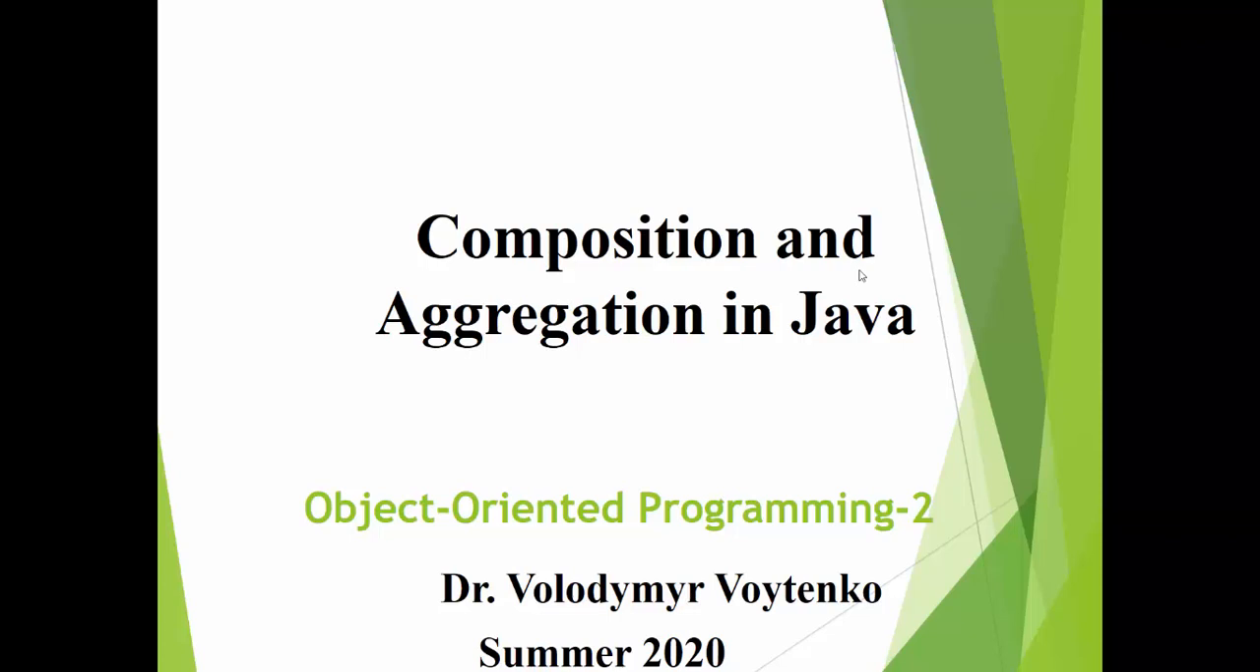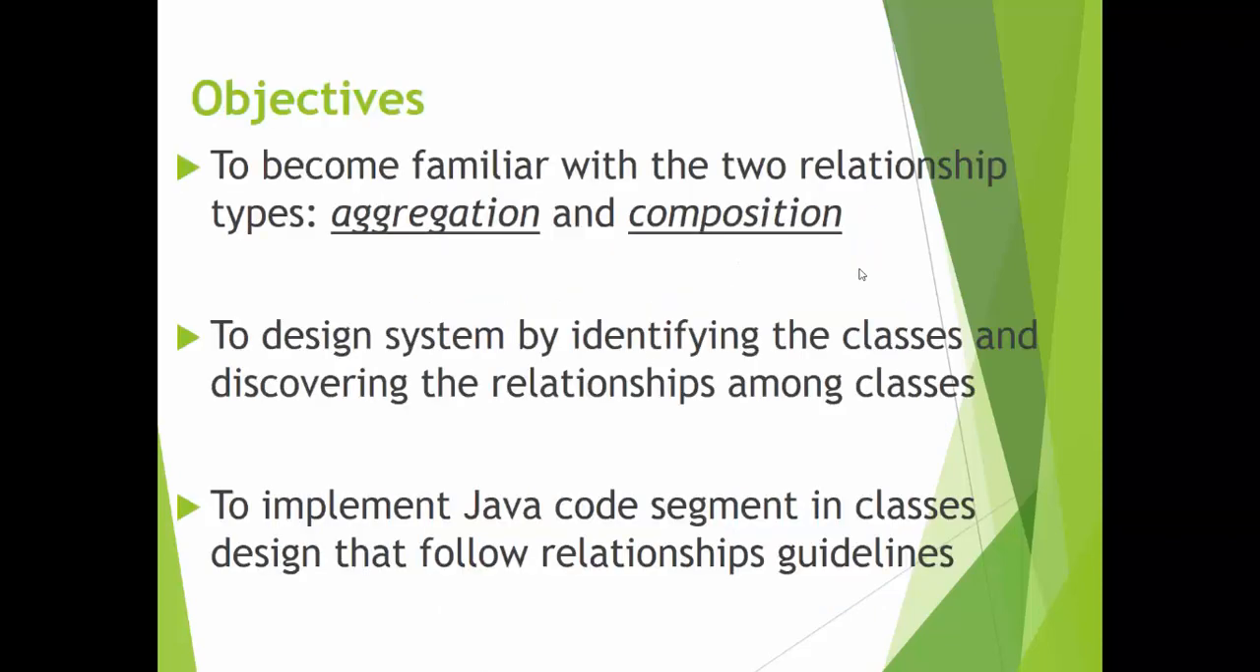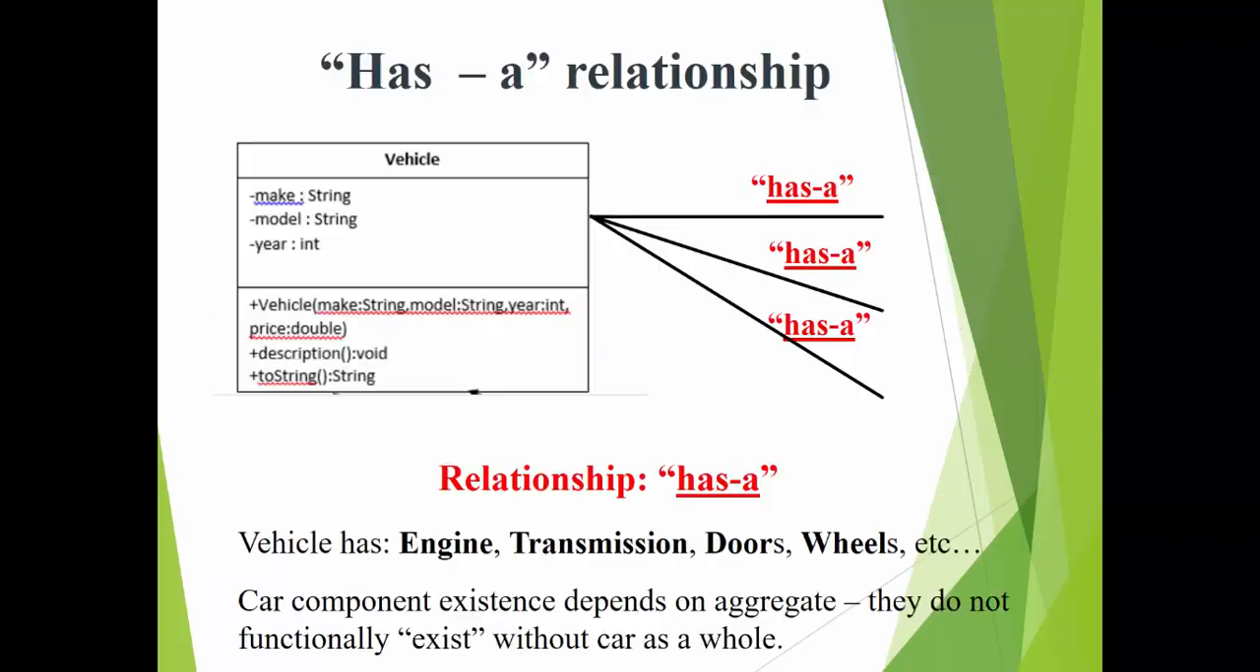Hello everyone, in this presentation we are going to talk about composition and aggregation relationships in Java. The objectives of today's lecture are to become familiar with the two relationship types, aggregation and composition, to design a system by identifying the classes and discovering the relationships among classes, and to implement Java code segments in a class design that follow relationship guidelines. In this diagram, we represent a new relationship between classes that has a name: the has-a relationship.